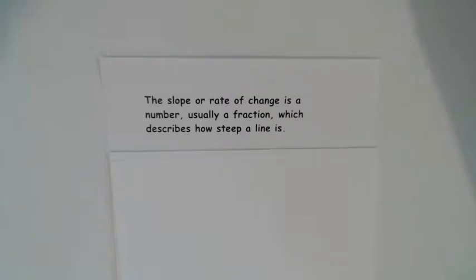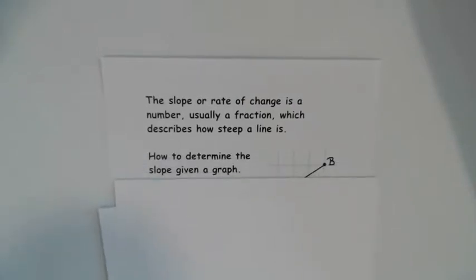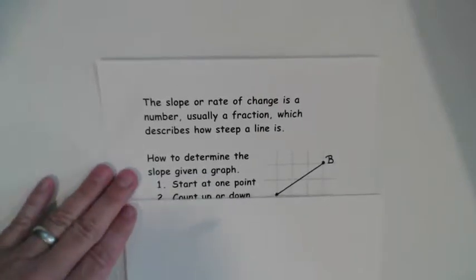It isn't always written as a fraction, but to actually use it to graph it, it needs to be written as a fraction. That means whole numbers need to be written as fractions. And it describes how steep a line is. It describes whether or not the line's going up, whether it's going down, whether it's flat. So we're taking a picture of a graph and we're writing a number that describes what that graph looks like. So, how to determine the slope given a graph?